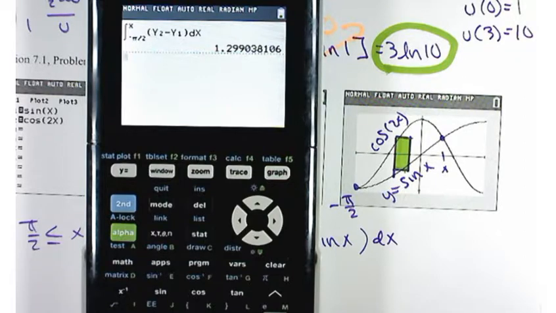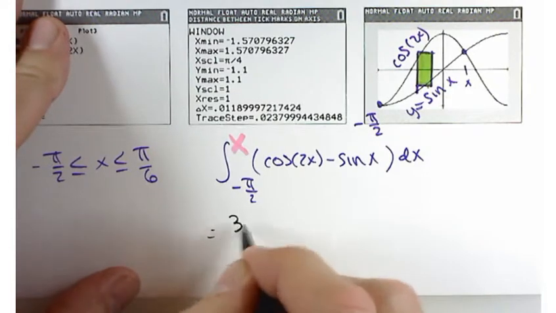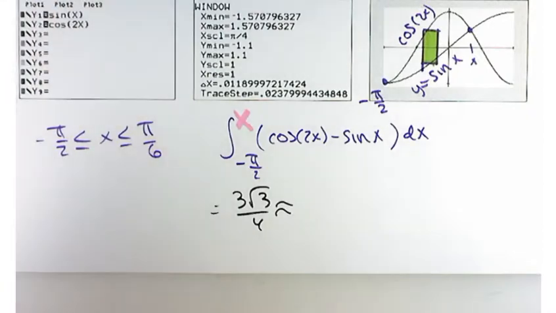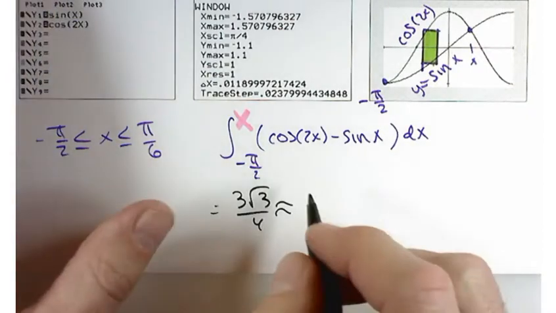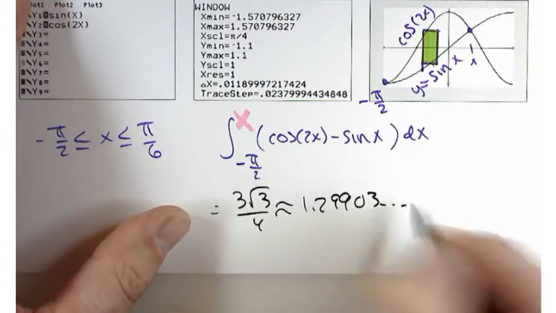Should get 1.299, etc. Now if you're really, really gung-ho and did that out longhand, you'd end up with 3 square roots of 3 divided by 4. But if all I ask you to do is do it numerically, then you should be able to get about 1.299, etc.